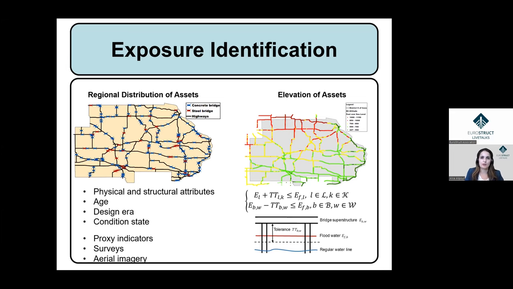In those cases, obviously, other types of approaches, such as use of proxy indicators, surveys, aerial imagery and stuff like that can be used. But in this case, since we had the elevation of the assets, as can be shown here, we also had communications with the state engineers as to what are the conditions for closure of different assets. And based on that, we defined exposure thresholds for these components of infrastructure.